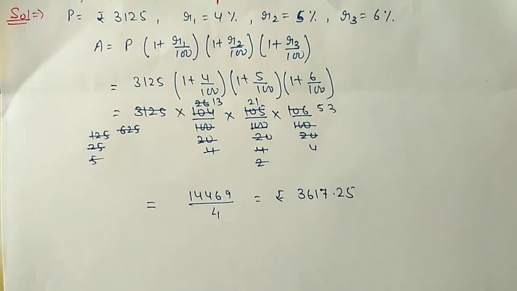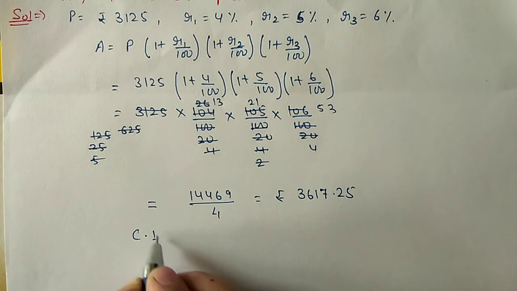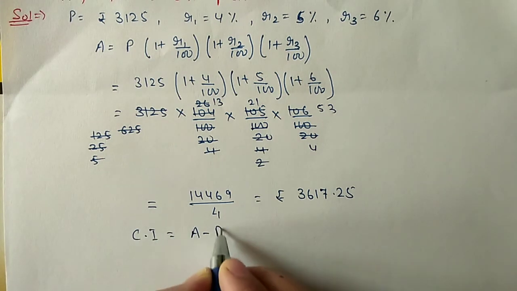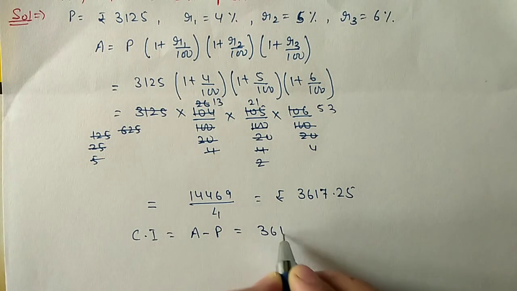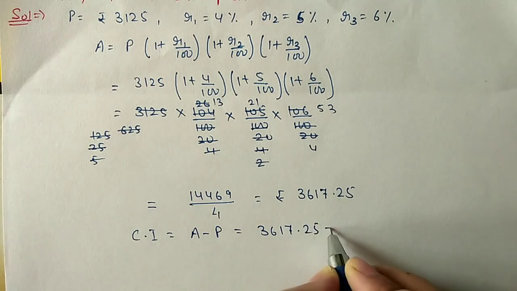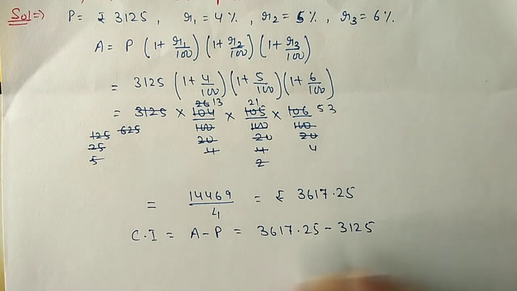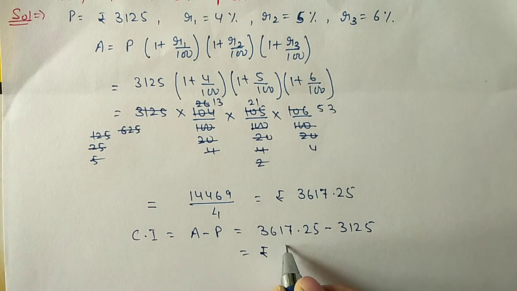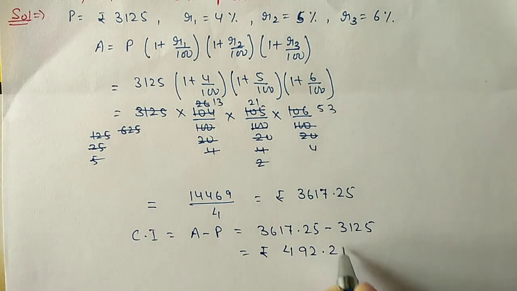Now we have to find out the compound interest. So compound interest is equal to amount minus principal, 3617.25 minus 3125, and after subtraction we will get 492 rupees 25 paise.